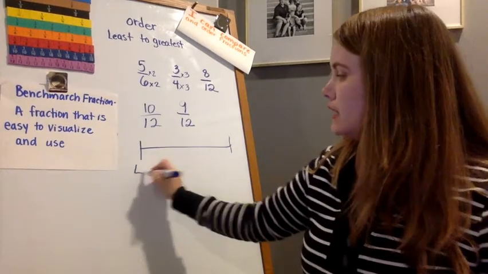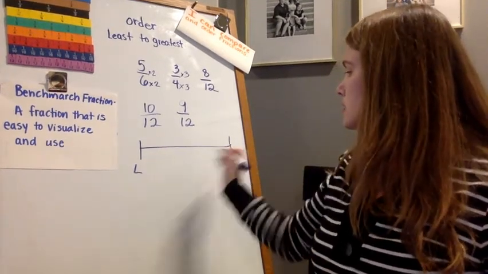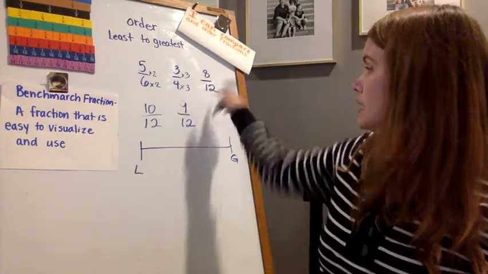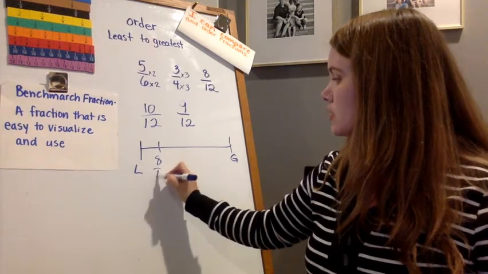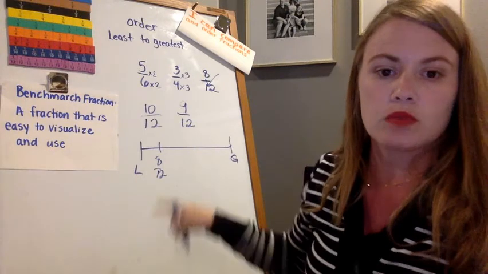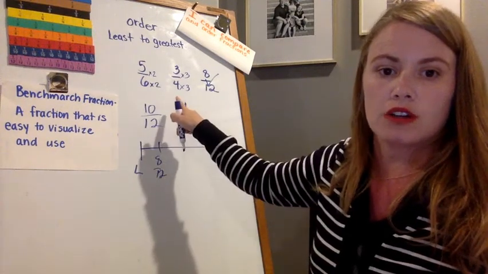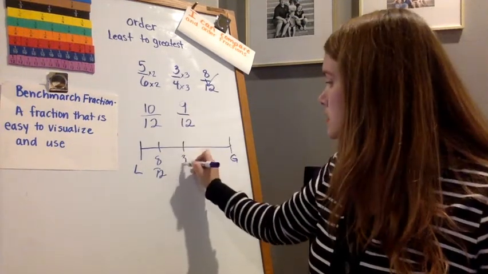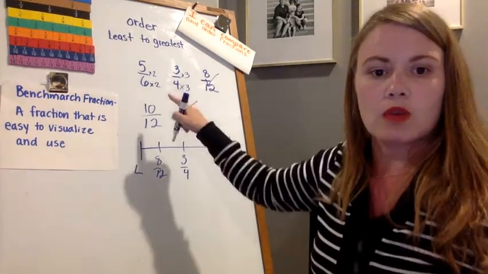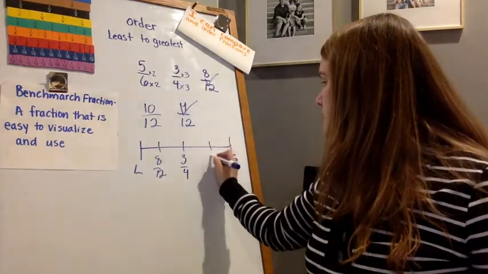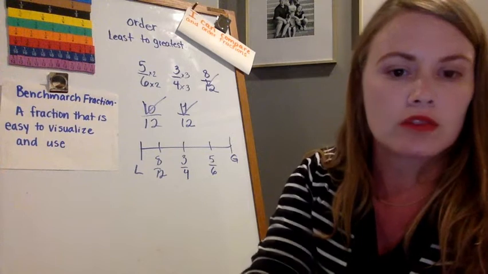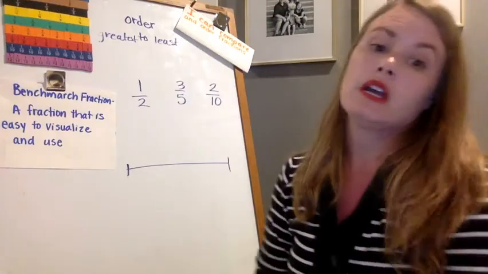So again, least to greatest. My smallest one is going to be 8/12. Check it off. Then I look at my next smallest would be 9/12, which is called also 3/4. Check it off. And then finally I have 10/12, also known as 5/6. Check it off. And that is now in order from least to greatest. Let's try one more problem.